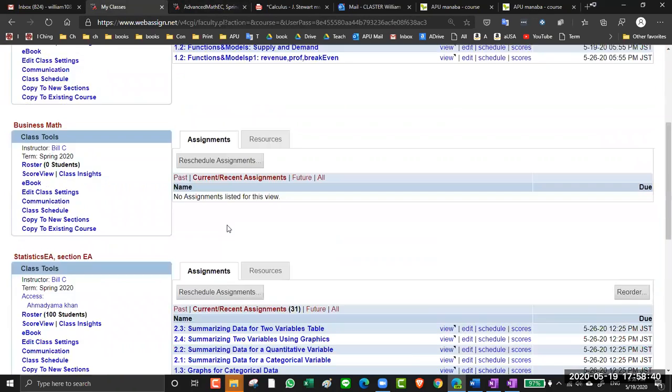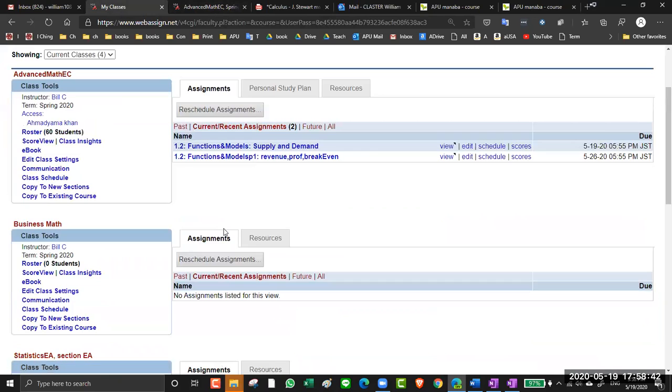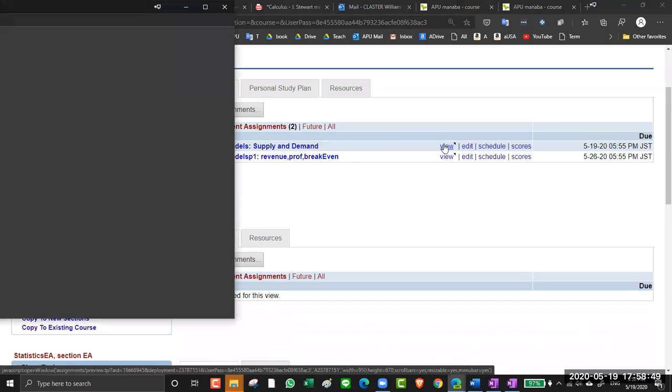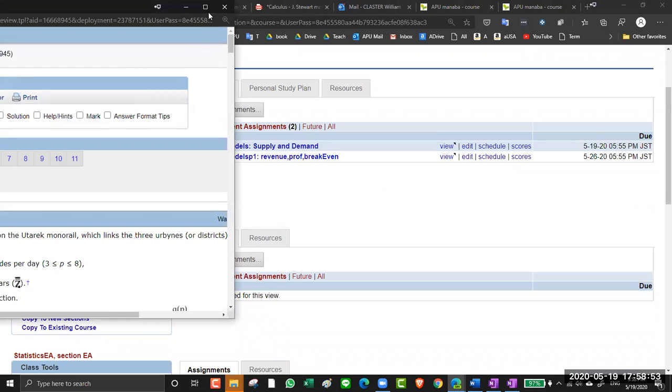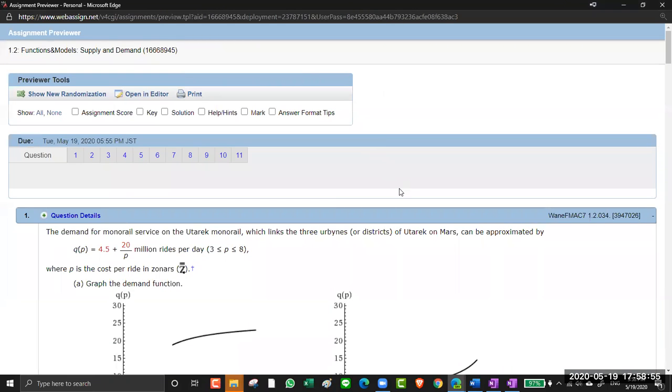Let's see what we have here. Advanced math, supply and demand. Let's look at that. Which question did you have a question about?